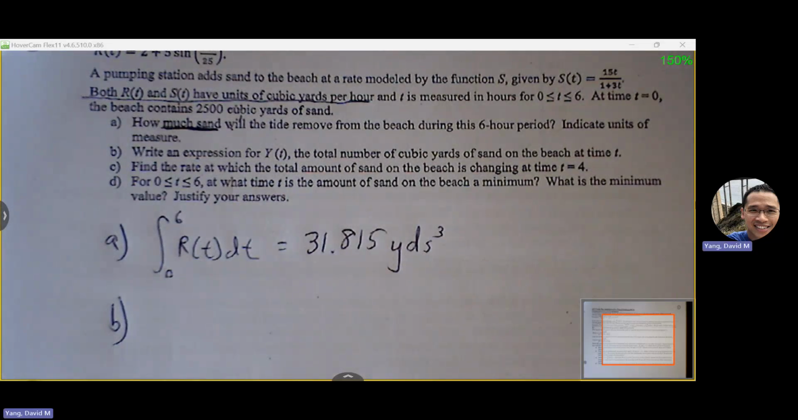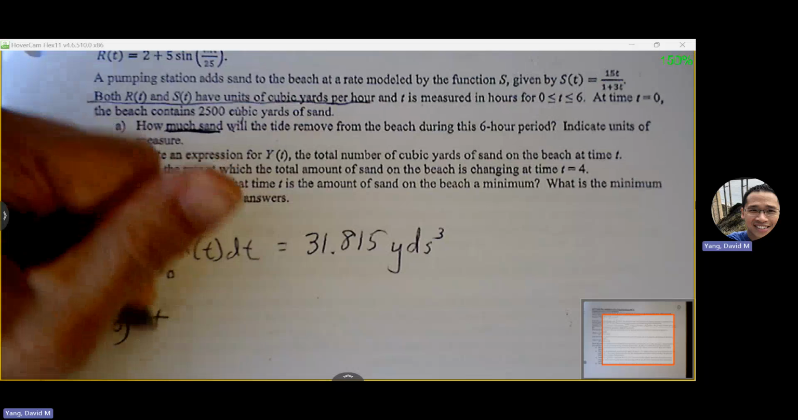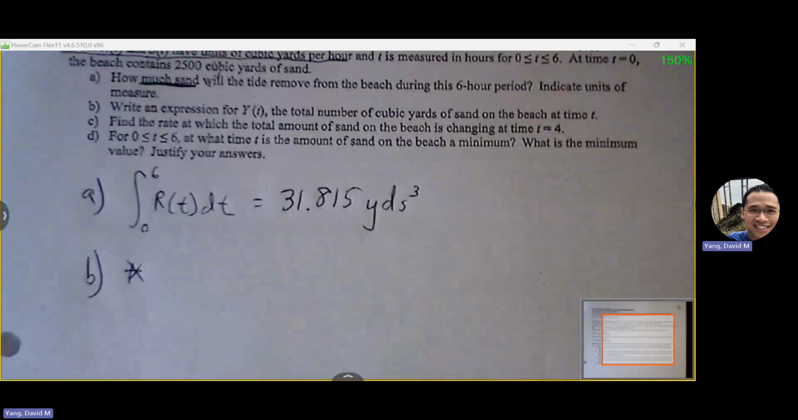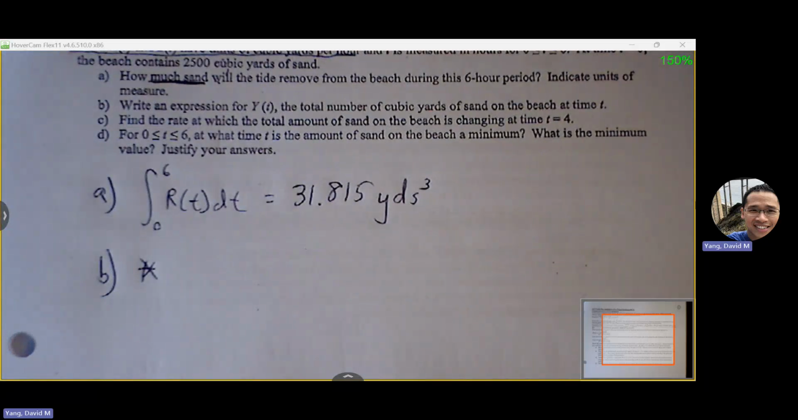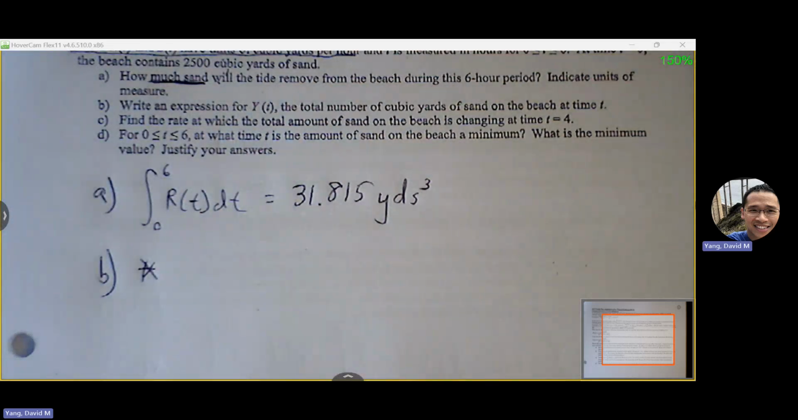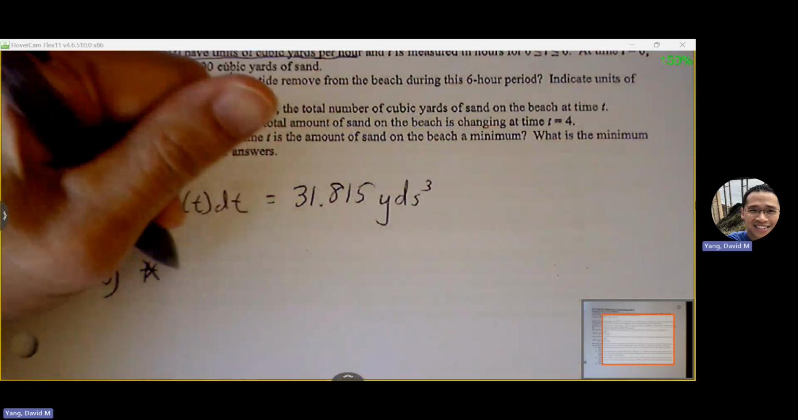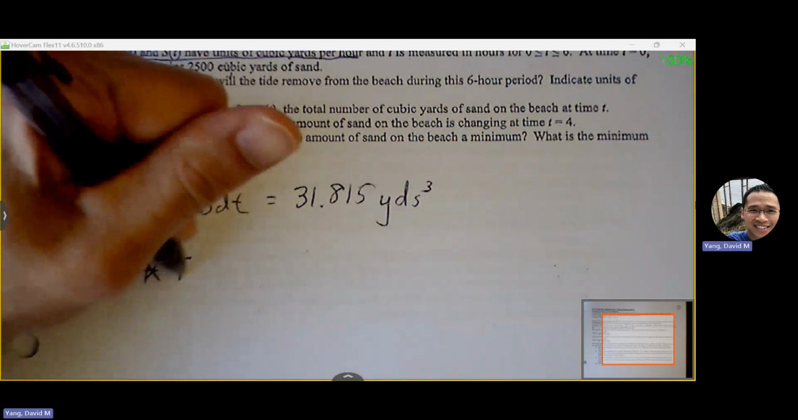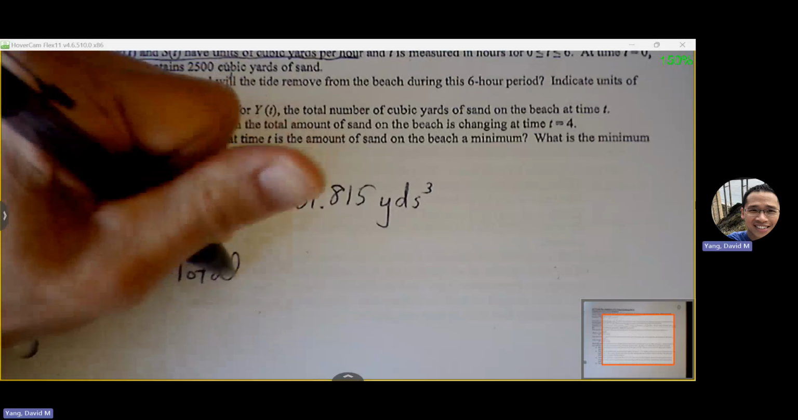Okay, part B, write an expression for y of t, which is the total number of cubic yards of sand on the beach at time t. So this is a common formula that shows up on these types of problems, and I just want to show the basic idea of this, and then we can just apply it depending on which problem we're working on. So here's a formula that we're going to apply for a lot of these problems.